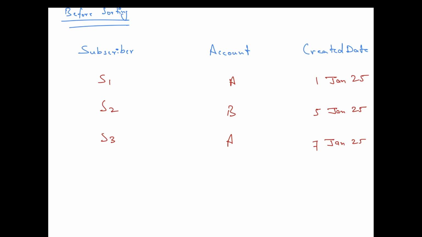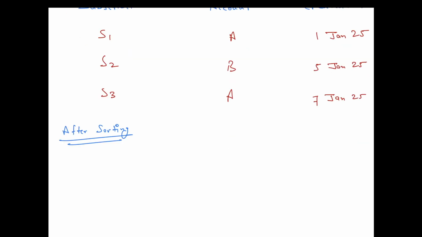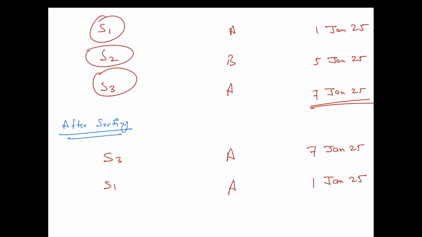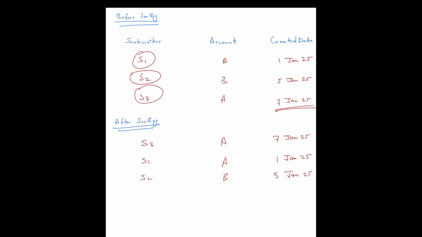Now let's see what is the impact of sorting on this data. After sorting, this S3 will come first because it is the latest one. So S3 will come first, and after S3, the S1 record will come because this record also belongs to A, but it is not the latest one. So that's why it will come after S3. And after that, we will have S2. I hope you understood my point.